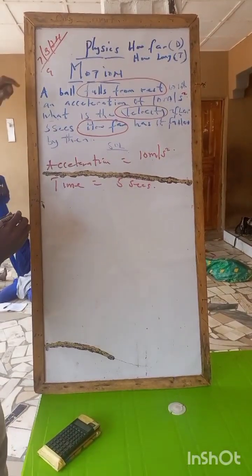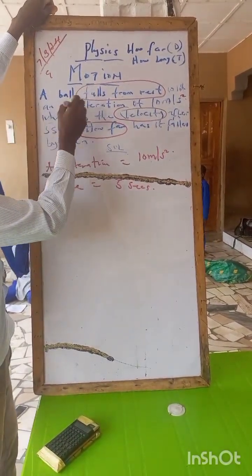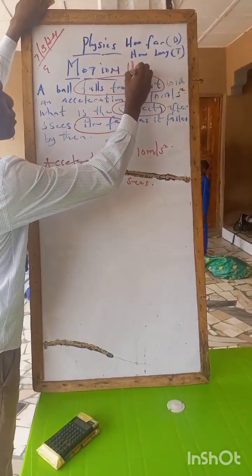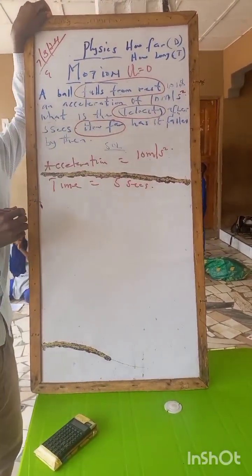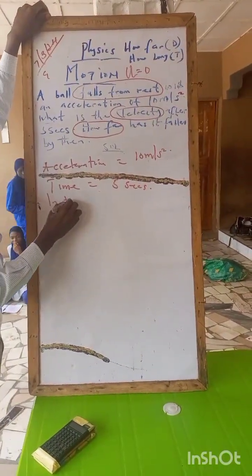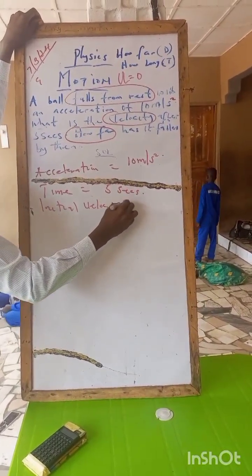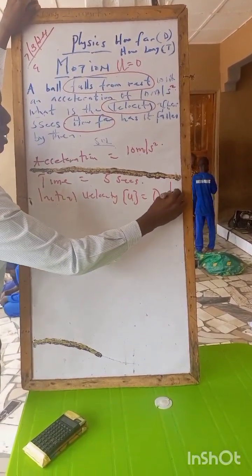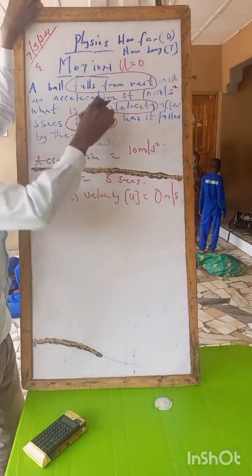By virtue of the sentence in the first line of our question, we have a ball falling from rest. A body falling from rest, that means u is equal to 0. And what's the meaning of u? That's our initial velocity. That's u, which is equal to 0 meters per second.